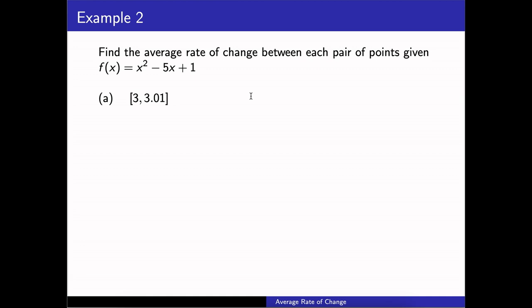All right, example 2, find the average rate of change between each pair of points given f of x equals x squared minus 5x plus 1. Now, we can do this in our calculators fairly easily, and I'm going to show you how to do that right now.